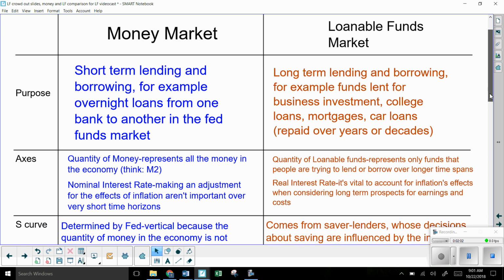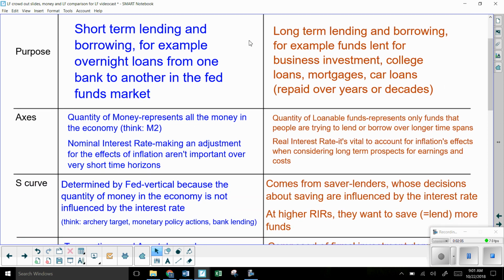For the axes, on the left here, we're thinking about quantity of money, and that represents all the money in the economy. Think about a number like M2. If it's M1, that's fine too, but basically that's the stock of money that there is to do everything we do with money in our economy. And because we're dealing with such short-term situations in the left column, we don't need to make an adjustment for the effects of inflation. Inflation's not really going to affect the value of a payment over one day or even a week or a 2-week loan very much.